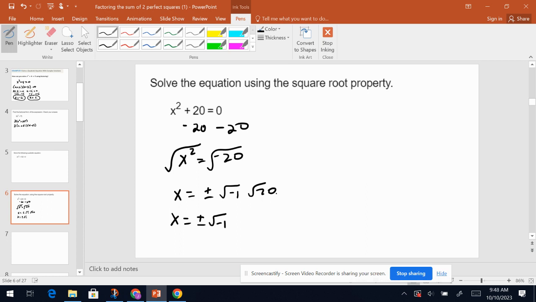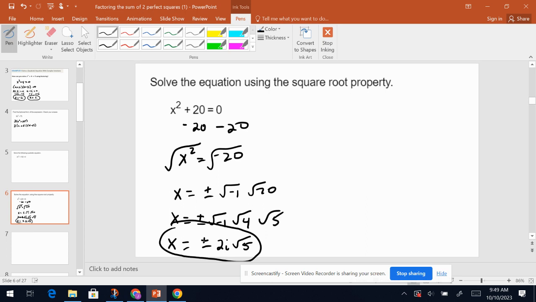I'm looking for a perfect square factor in 20. That would be the square root of 4, square root of 5. So I've got x is equal to plus or minus these two reduced to 2i. I can't do anything with the square root of 5, so I leave it like that. And there are my two solutions. Okay, I'm saying 2 because plus or minus. Positive 2i square root of 5, negative 2i square root of 5.